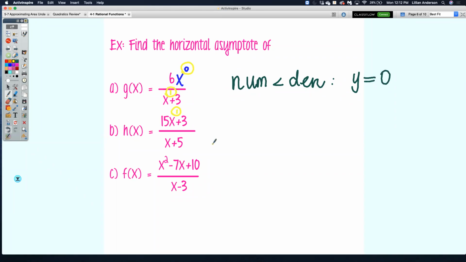Ryan, what's the degree of the denominator? 1. It is 1. So in this case, the numerator is equal to the denominator. When it's equal, that means it's going to be y equals what? C, and C is the ratio of the leading coefficients. So what's my answer? 15 over 1, which would just be 15. So y equals 15. That means you have a horizontal asymptote of y equals 15.